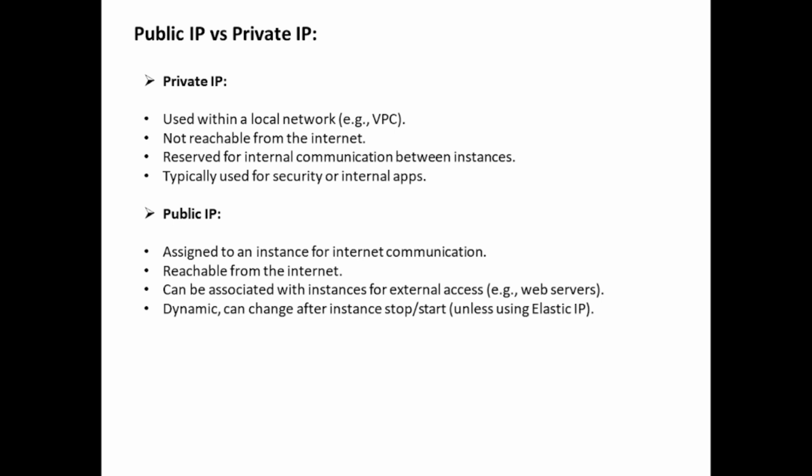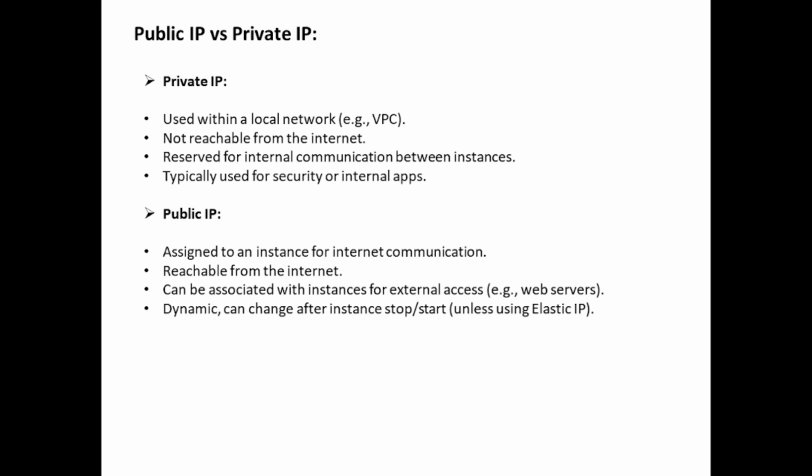A public IP is assigned to an instance for internet communication. It is reachable from the internet, thereby allowing external users or systems to interact with our resources. Public IPs are commonly used for instances which require external access, like web servers that need to be accessible by users on the internet. However, public IPs are dynamic and they can change when we stop or start an instance. If we want to maintain a static IP, we can consider using Elastic IP. Elastic IP ensures our public IP remains constant even after instance restarts.